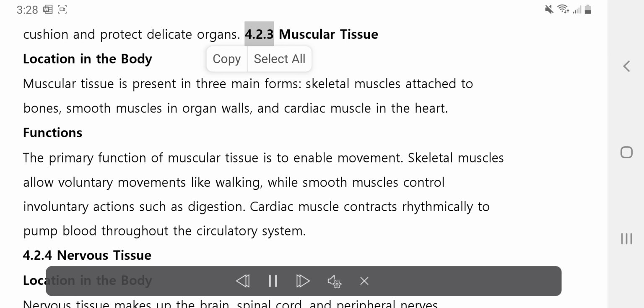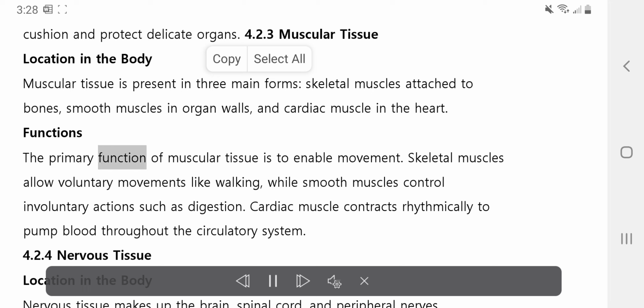For point 2.3 Muscular tissue. Location in the body. Muscular tissue is present in three main forms: skeletal muscles attached to bones, smooth muscles in organ walls, and cardiac muscle in the heart. Functions.